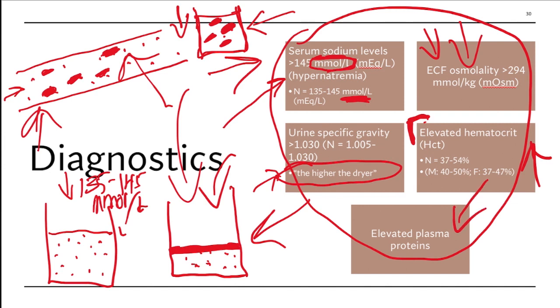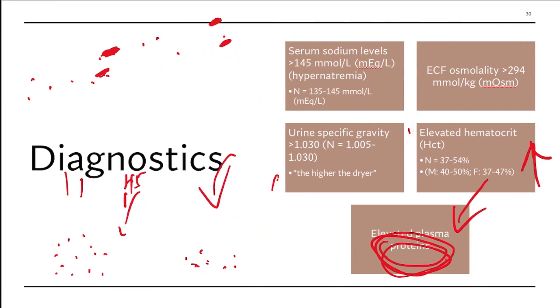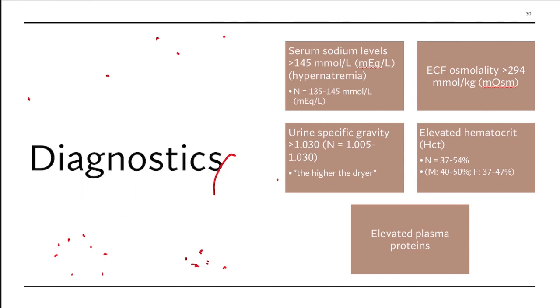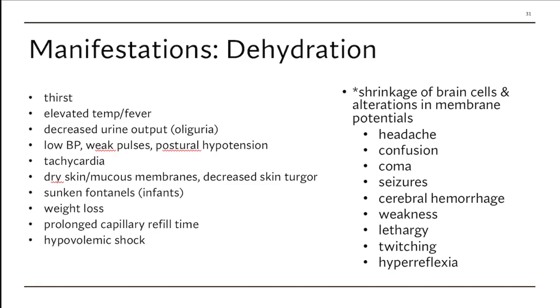Same here. The amount of proteins hasn't changed in your blood, but the ratio of protein to fluid has gone up because the fluid has gone down. I know I've said that 300 times, but if you can understand that, then you understand all of these things. So let's go to the next slide.